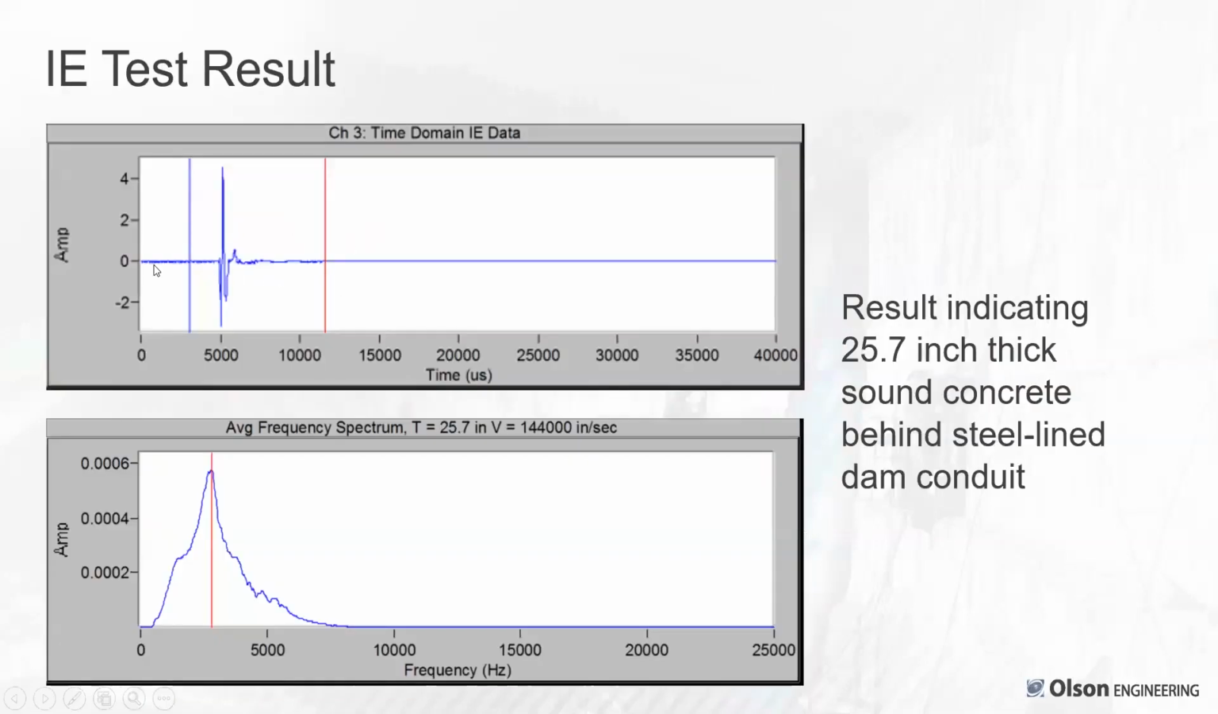The top is time versus voltage. The resonant response there shows up as a peak here that corresponds to 25.7 inches for a typical concrete velocity of 12,000 feet per second for impact echo. So that's a sound result.